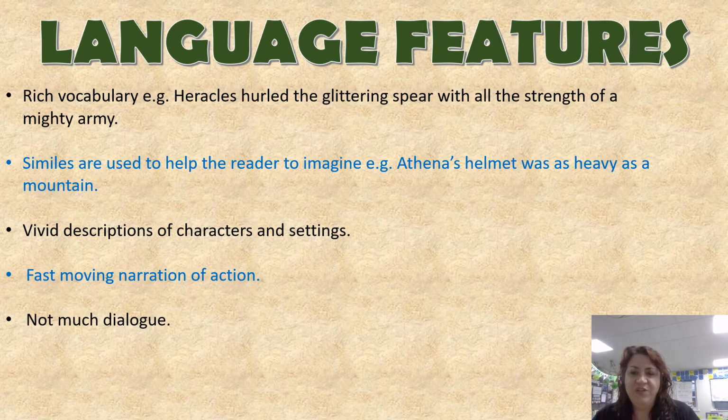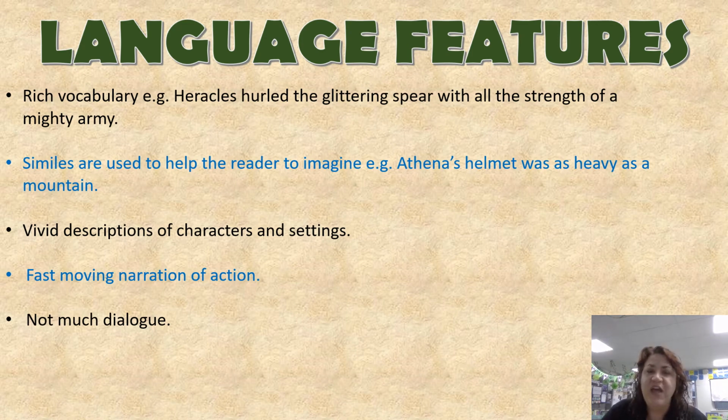Right, some of the language features you get in myths. You get a lot of rich vocabulary, and we will look at this in a bit more detail when we are starting to think about writing our myths. But here we've got Heracles hurled the glittering spear with all the strength of a mighty army. That rich vocabulary really gives us that dramatic element to the story when we talk about the description of the characters and the events and the setting.